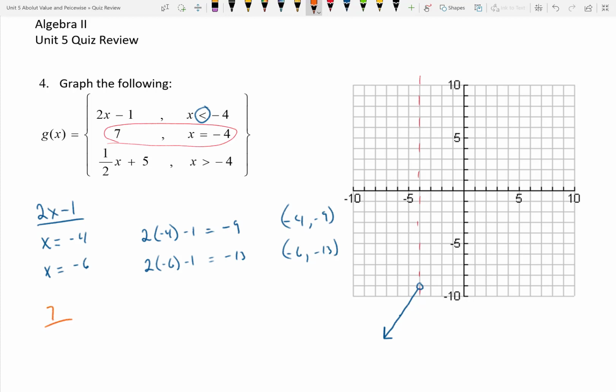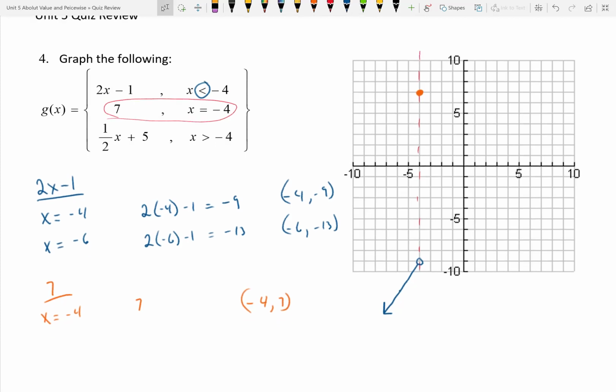All right. Now we'll evaluate the next part, our constant function 7. We'll just evaluate that at x equals -4, and at any value it would equal 7, but it's only defined at -4. So this is the only point on that piece of the graph, -4, 7. So at -4, I'm going to plot a solid dot representing that middle piece of the function.